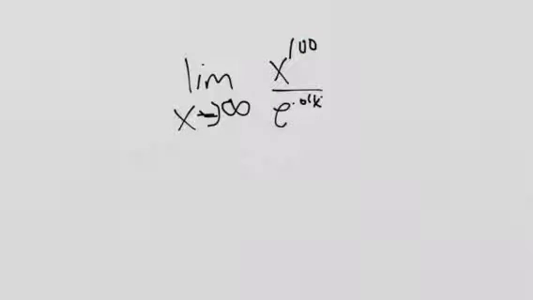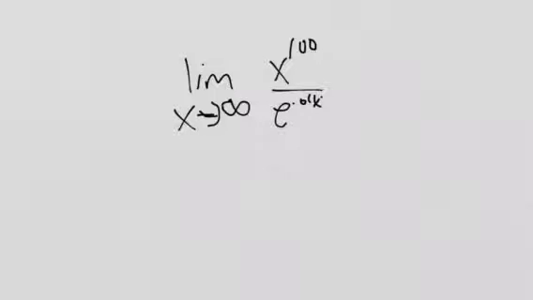This one's harder to understand because x to the 100 grows insanely fast, and it definitely grows faster than e to the 0.01x at first. But the fact remains that this is an exponential function. So eventually this is going to start growing much faster than x to the 100. It's just going to take a long time.